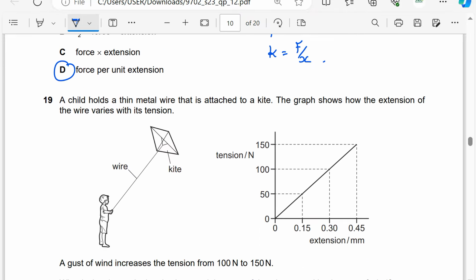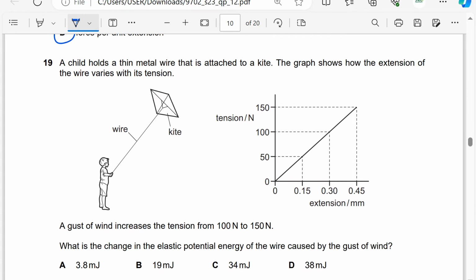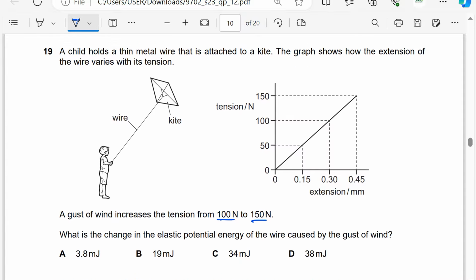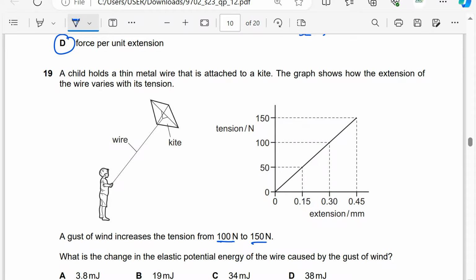A child holds a thin metal wire that is attached to a kite. The graph shows how the extension of the wire varies with its tension. A gust of wind increases the tension from 100 to 150. What is the change in the elastic potential energy? Of course, the elastic potential energy is going to be the area under the graph. So I will consider the first part.